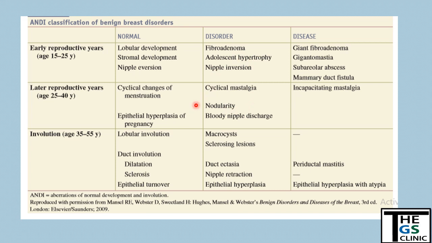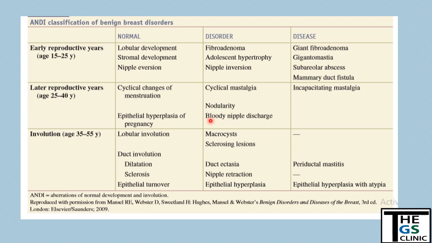In the age between 25 and 40, we normally expect cyclical change because of the hormonal peak and decrease during the menstrual cycle. Therefore, there will be change in the breast, and there will be epithelial hyperplasia in pregnancy. So the pregnant female will normally have hyperplasia of the epithelial cells of the duct. Sometimes there are disorders like cyclical mastalgia, which is a very common condition where the female complains of pain during the cycle, and maybe a few days before and after the cycle.